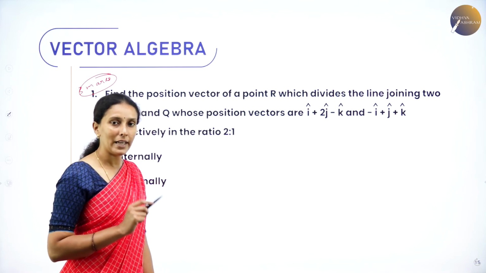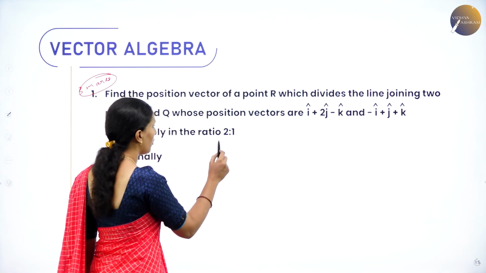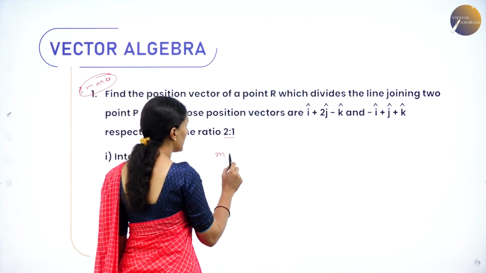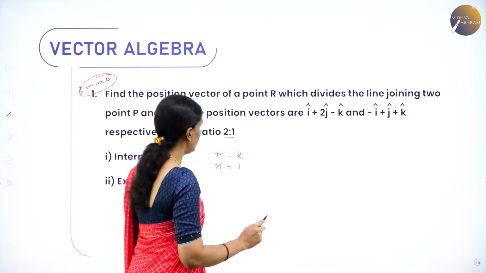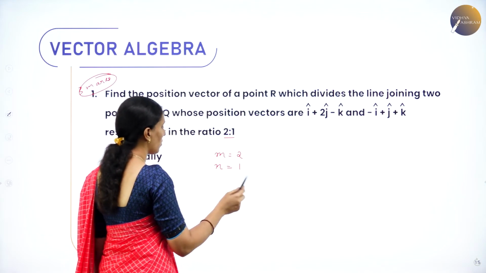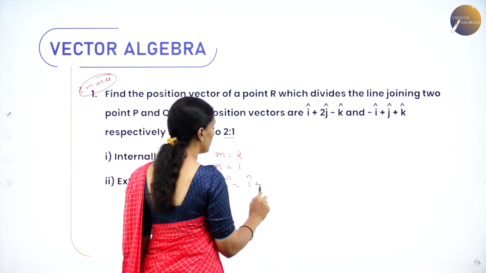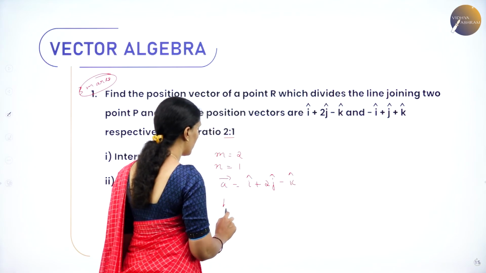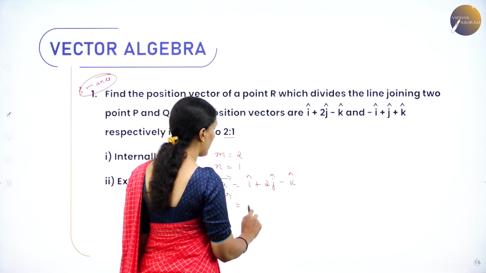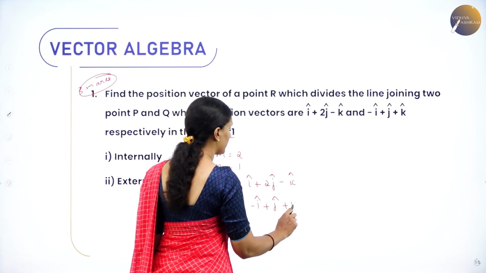Externally means the formula is (mb minus na) divided by (m minus n). Now what are the values of m and n here? m is equal to 2, n is equal to 1. Now for vectors P and Q, I can take vector a as i plus 2j minus k, and vector b as minus i plus j plus k.